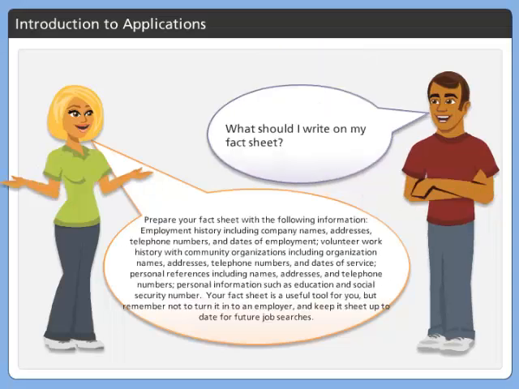What should I write on my fact sheet? Prepare your fact sheet with the following information: employment history including company names, addresses, telephone numbers, and dates of employment; volunteer work history with community organizations including organization names, addresses, telephone numbers, and dates of service; personal references including names, addresses, and telephone numbers; personal information such as education and social security number. Your fact sheet is a useful tool for you, but remember not to turn it in to an employer, and keep it up to date for future job searches.